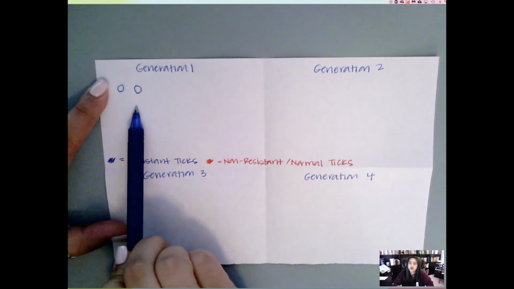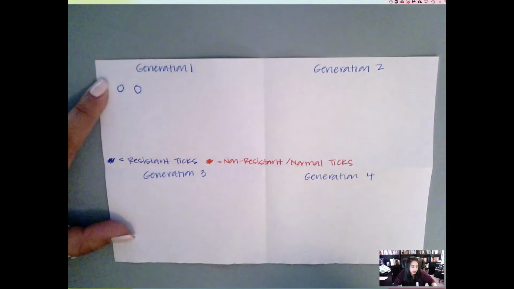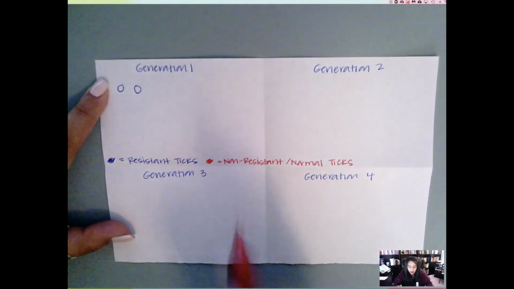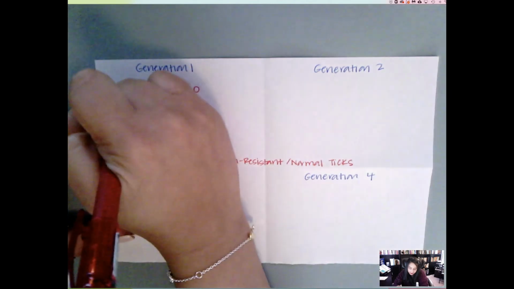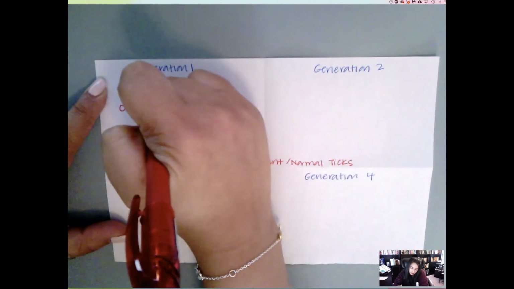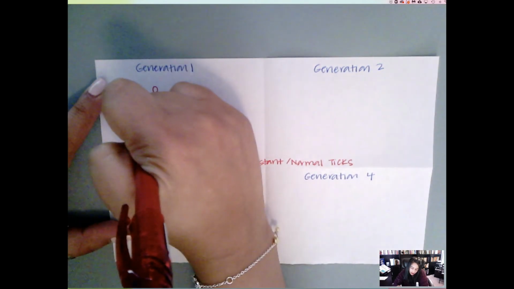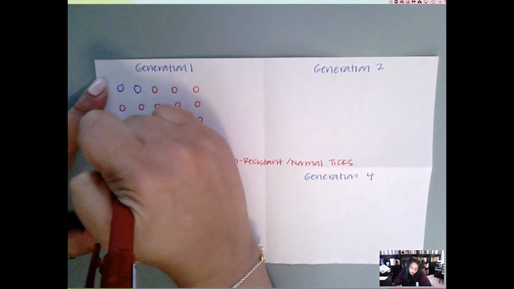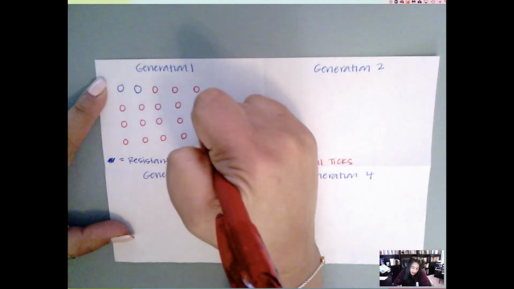So we're just going to make 2 blue circles or 2 circles in whatever color you're using for the resistant ticks. And then we're going to make 18 circles to represent our non-resistant ticks. So I'm going to use red since that's the color I have. So 1, 2, 3, 4, 5, 6, 7, 8, 9, 10, 11, 12, 13, 14, 15, 16, 17, and 18.